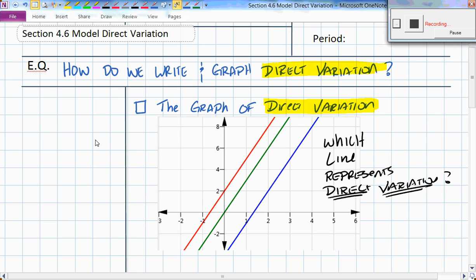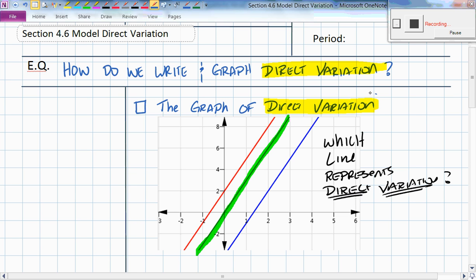Go ahead, anybody have a thought as to which one might represent direct variation? Yeah, Yuseli, what do you think? He says the green one. Okay, why do you say the green one? Say again? Yes, it goes through the origin. That's exactly right. You're actually 100% correct, okay?